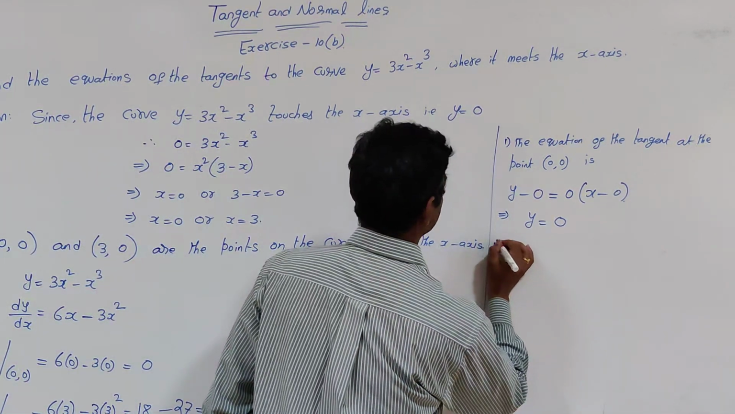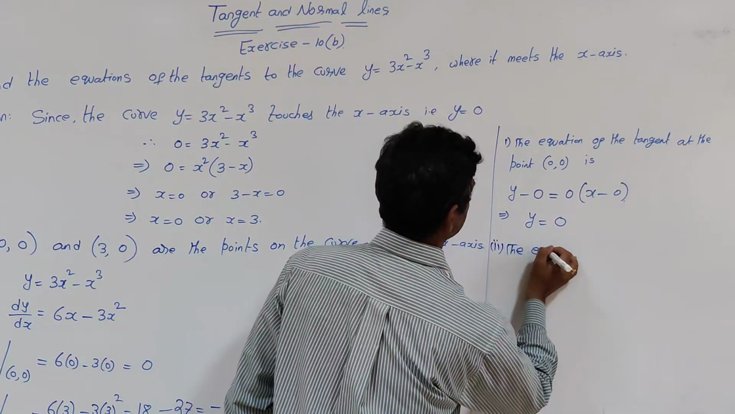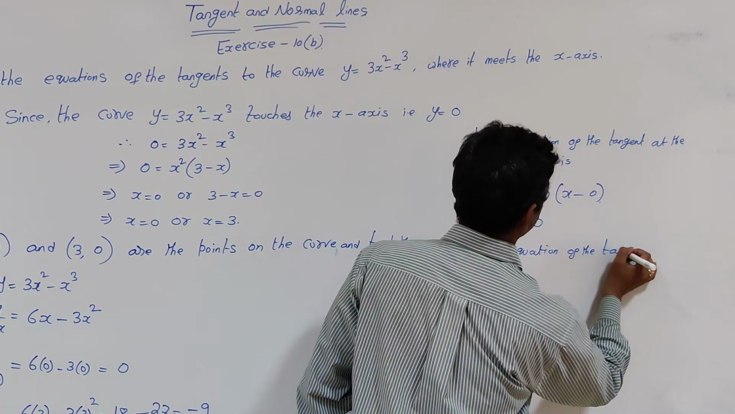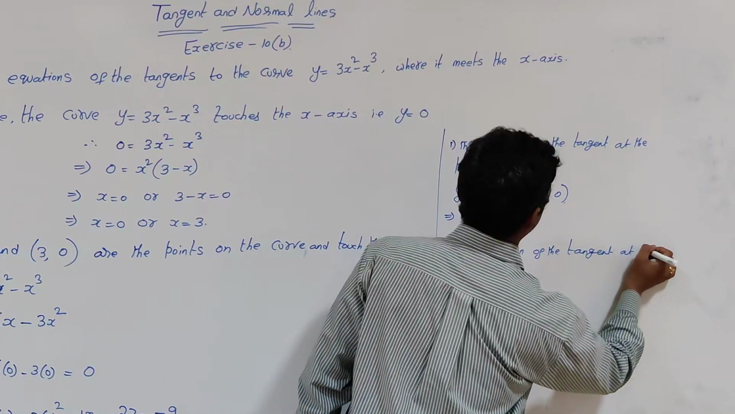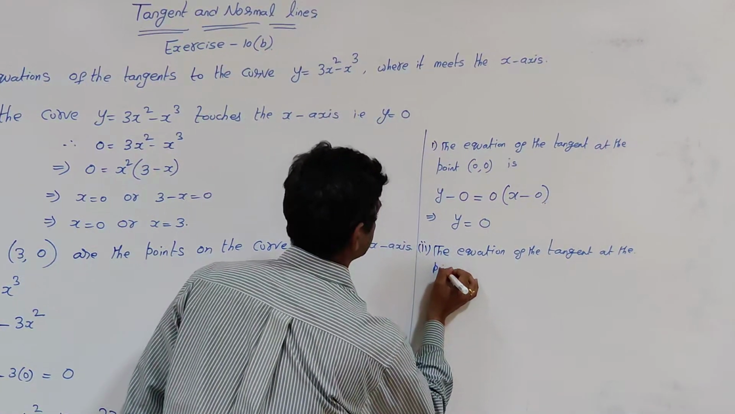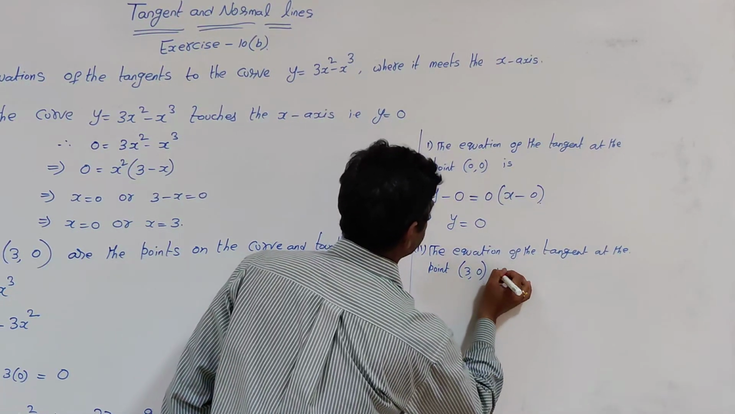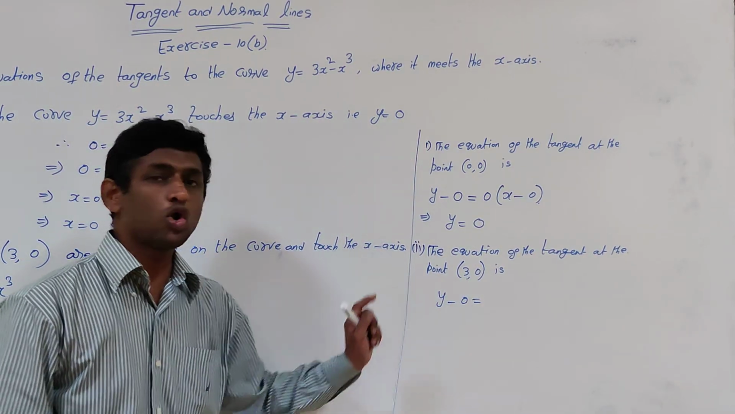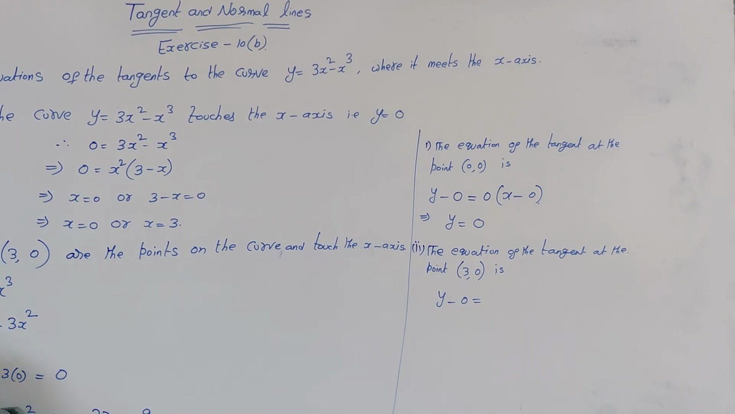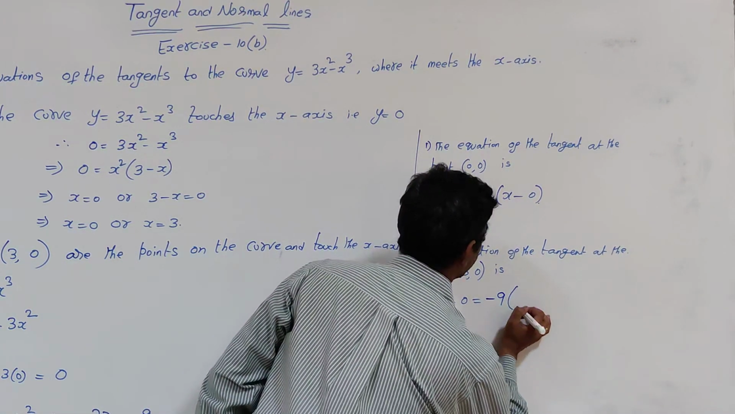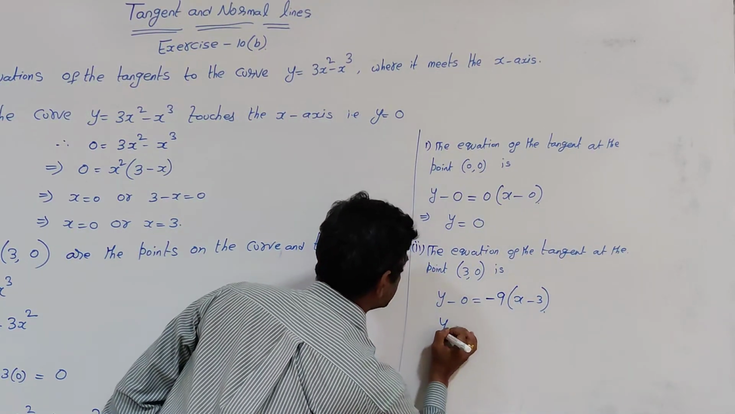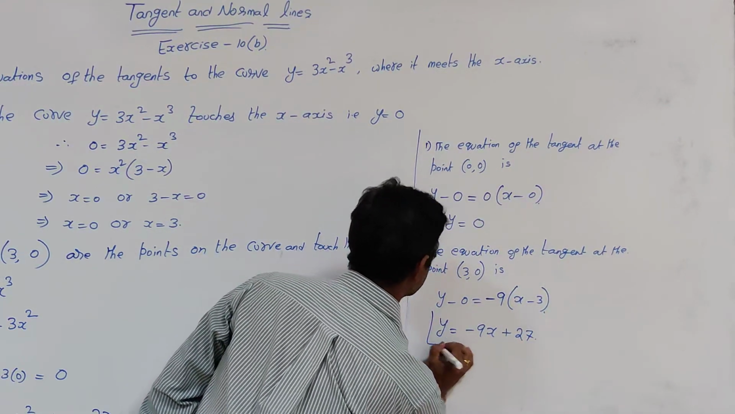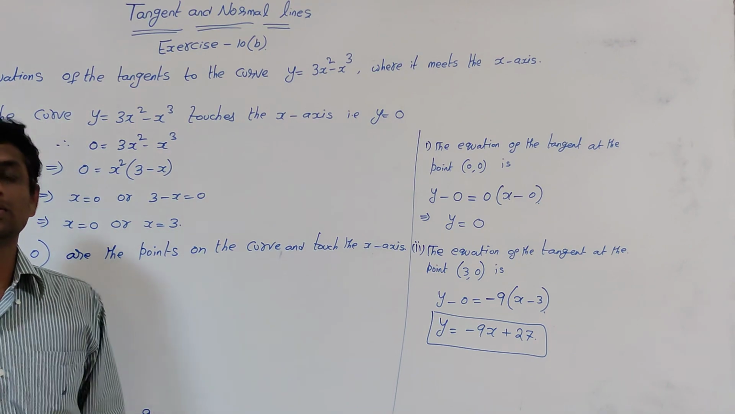Next, second one, the equation of the tangent at the point 3, 0 is y minus 0 is equal to the slope, where y1 is 0. The slope of the curve at 3, 0 is minus 9. So minus 9 times x minus 3. So y is equal to minus 9x plus 27. So this is another equation of the tangent at the point 3, 0. Next question.